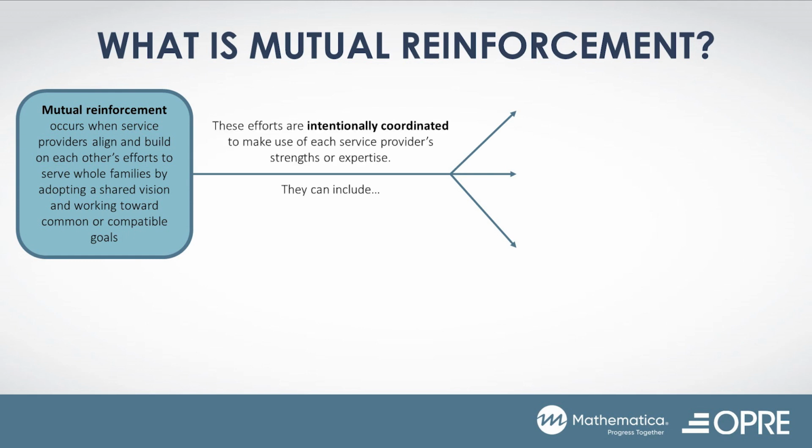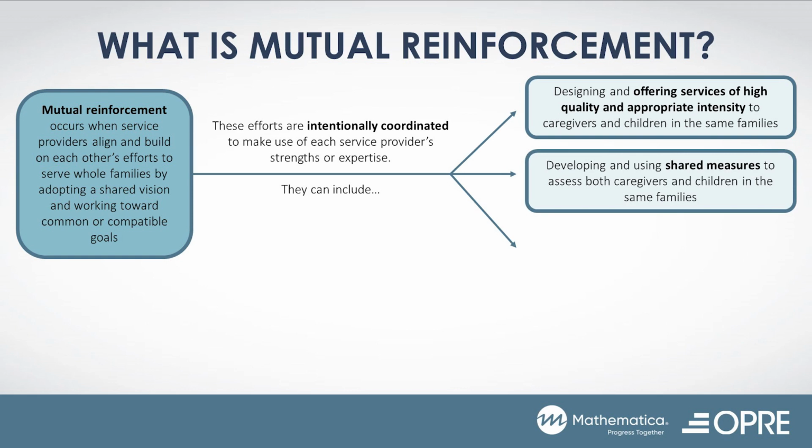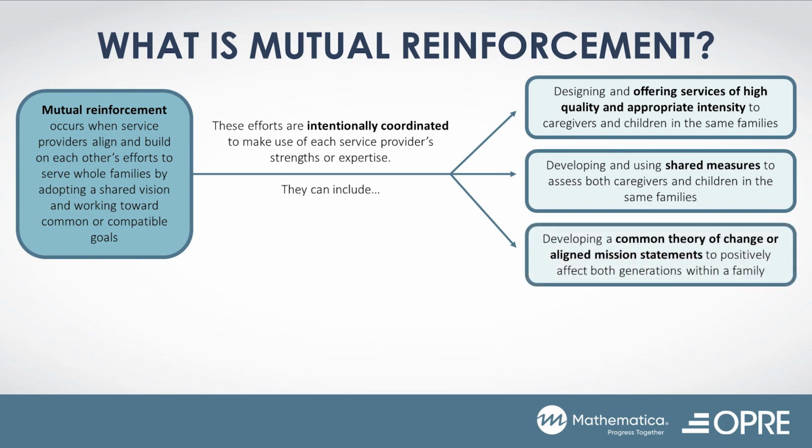These efforts are intentionally coordinated to make use of each service provider's strengths or expertise. They can include designing and offering services of high quality and appropriate intensity to caregivers and children in the same families, developing and using shared measures to assess both caregivers and children in the same families, or developing a common theory of change or aligned mission statements to positively affect both generations within a family.